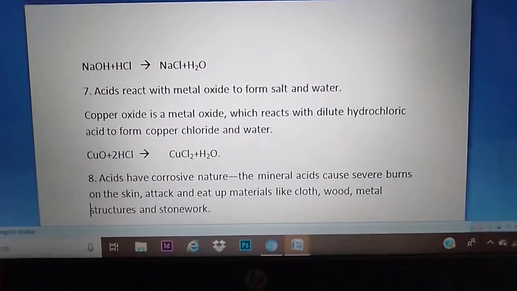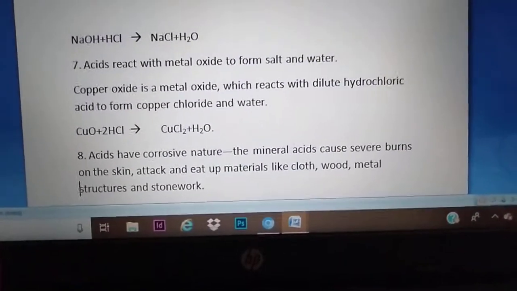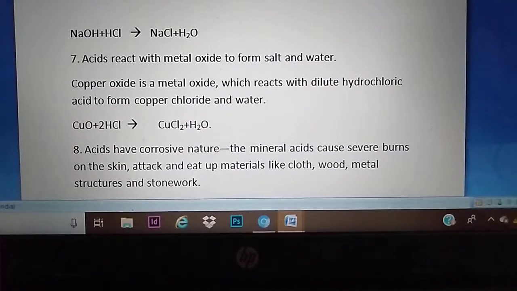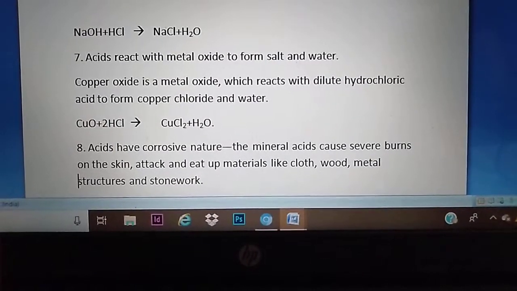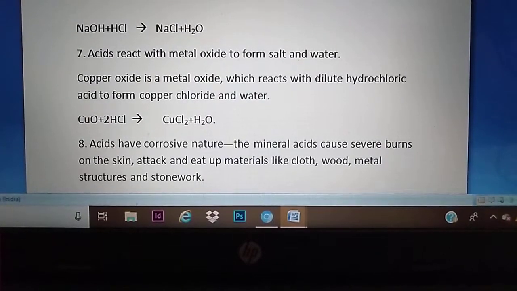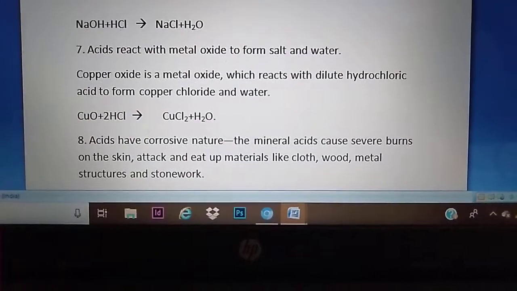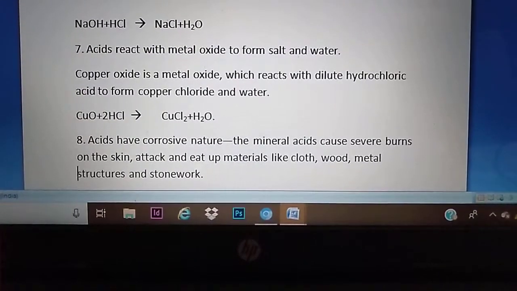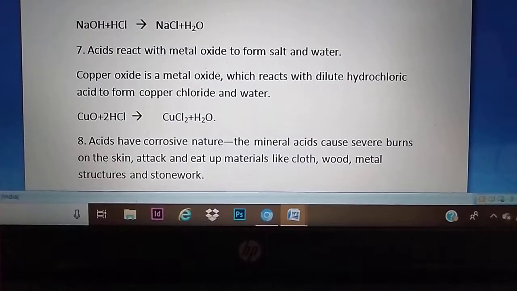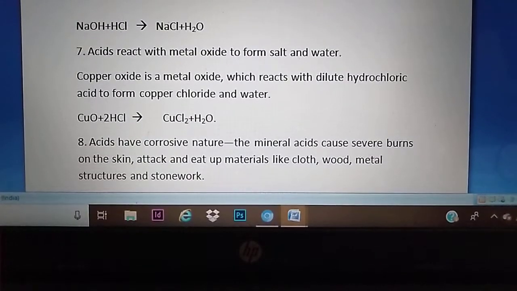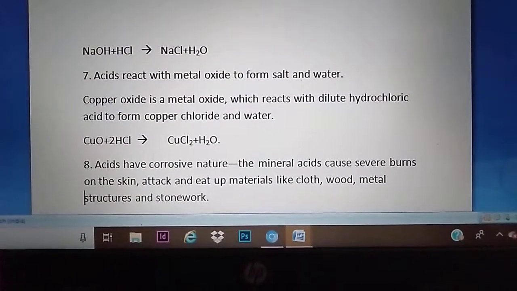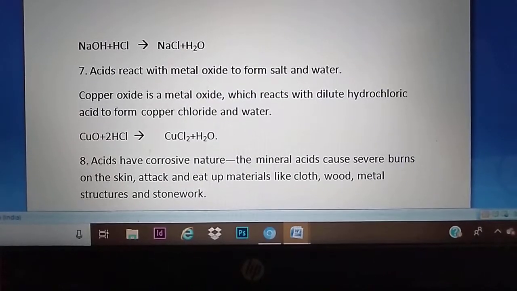Then what is the last property of the acid, or you can say the other property of the acid? Acids have corrosive nature. Corrosive means that it causes severe burns on the skin and attacks and eats up materials like cloth, wood or anything it falls on. Okay, if concentrated sulfuric acid or concentrated hydrochloric acid or concentrated nitric acid falls on the skin, clothes or wood, it causes a severe burn on the skin. So that's why acid is never stored in a metal container, because they generally corrode and eat up the metal container, and that's why acids are stored in glass bottles.